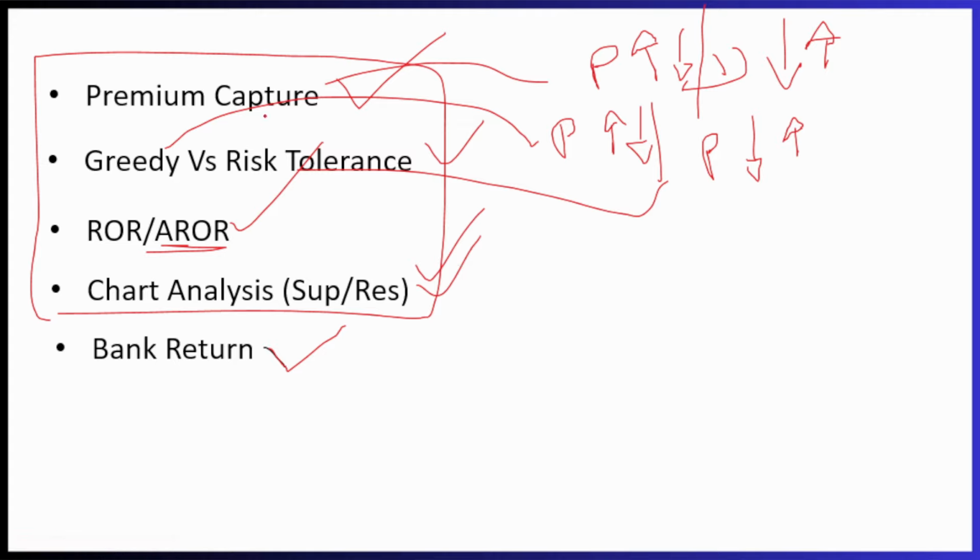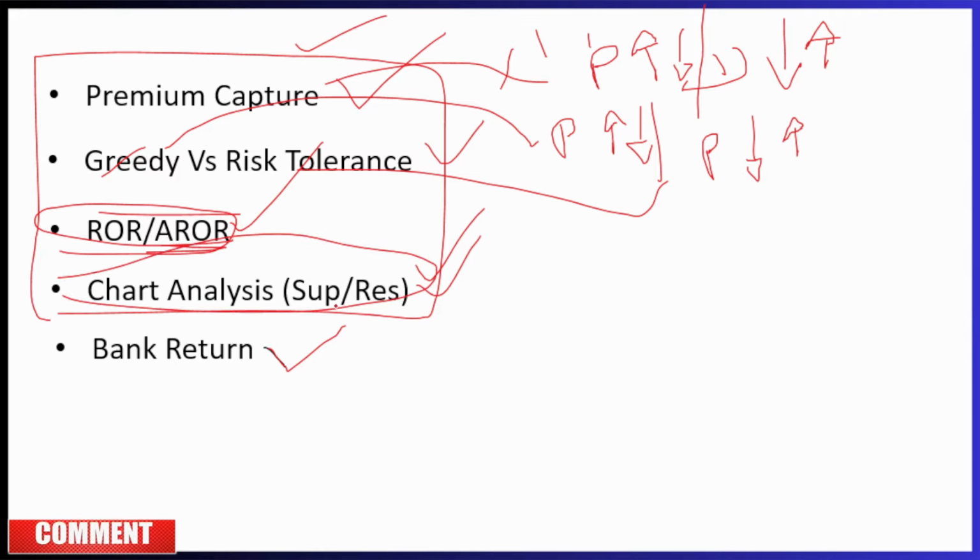But anyway, so the premium capture, again, there's no free lunch: bigger premium, smaller protection; smaller premium, bigger protection. Are you greedy? Are you more risk averse? What kind of investor are you? Rate of return, for me, is one of the best approaches, if not the best, in terms of selecting the strike price. And of course, you can also combine it with chart analysis, okay? And you can see in terms of the bank, how much you're getting.